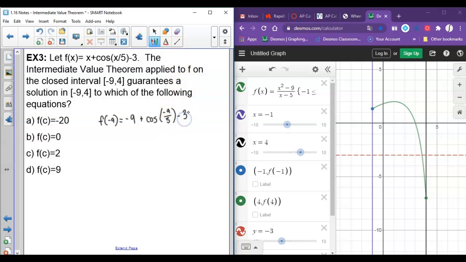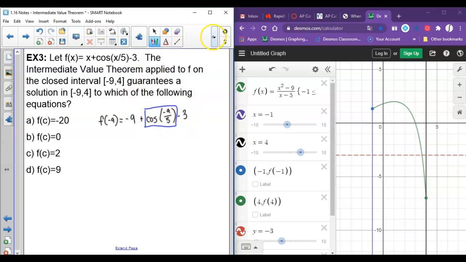Now, this particular problem is not a calculator active problem. So you've got -9 over 5 right here. But what you have to ask yourself is, does this value right here even matter that much? So what we know about cosine is the smallest cosine can ever be is -1. The largest it can ever be is +1.